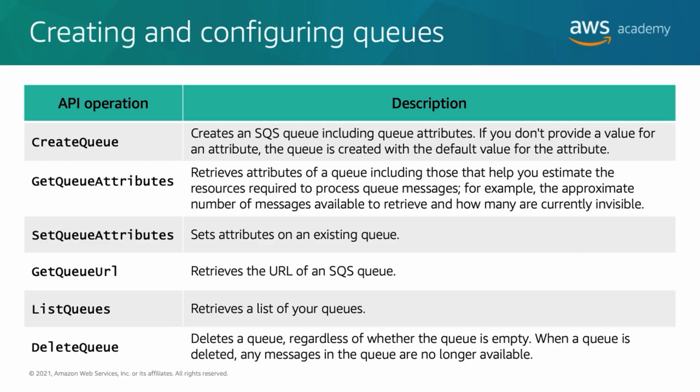Use create queue to create an SQS queue including queue attributes. With set queue attributes and get queue attributes, you can set and retrieve the attributes of a queue respectively. These options help you estimate the resources required to process Amazon SQS messages. Use get queue URL to retrieve the URL of an SQS queue. To retrieve a list of your queues, use list queues. And with delete queue, you can delete a queue, regardless of whether the queue is empty. When a queue is deleted, any messages in the queue are no longer available.